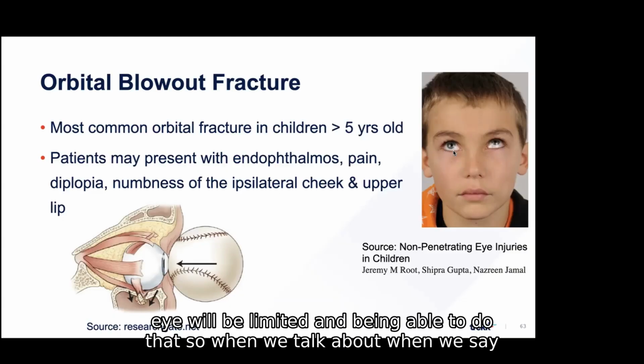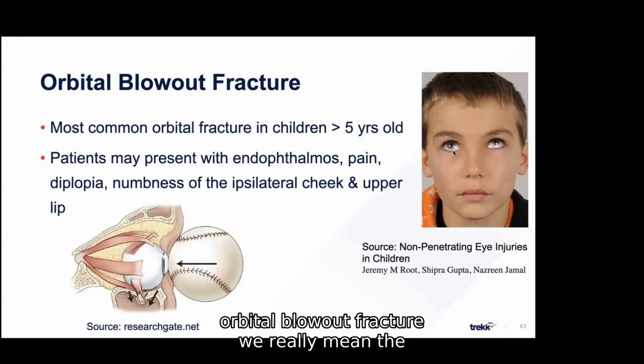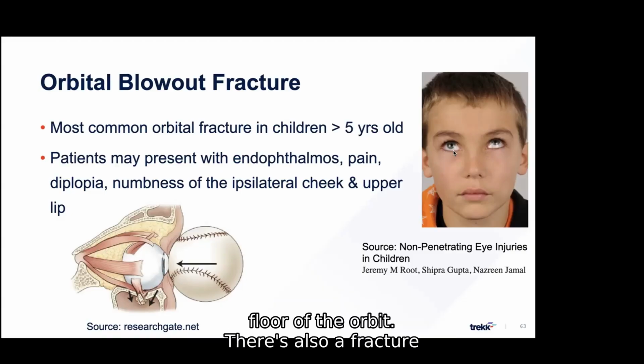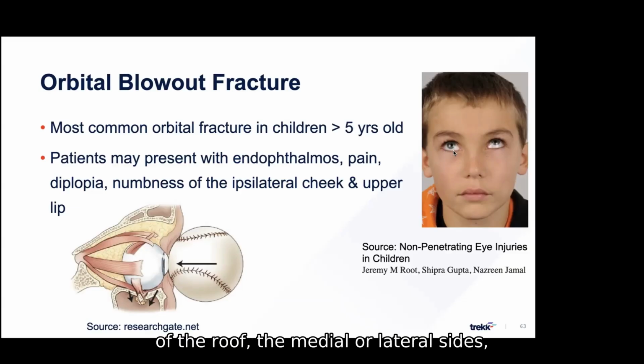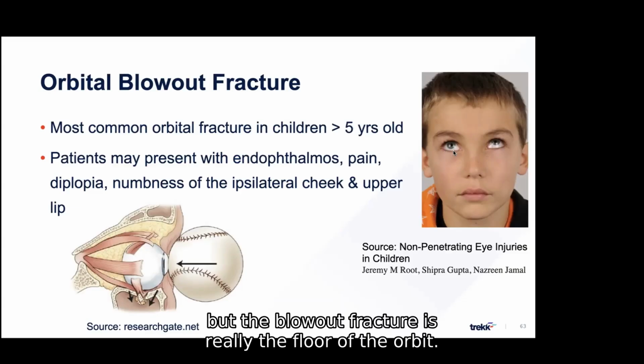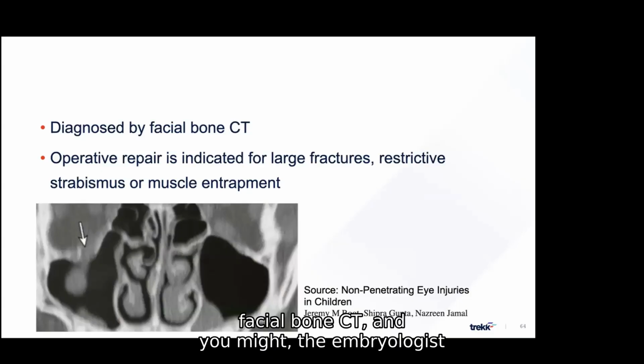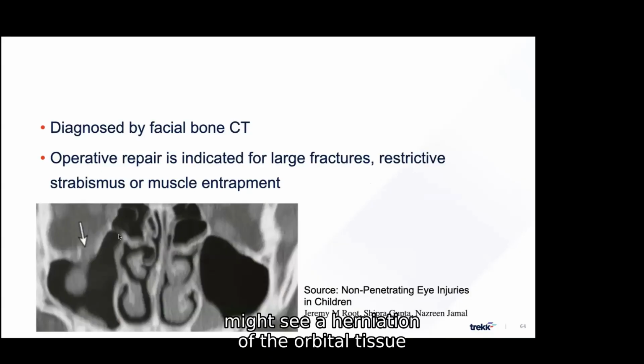When we say orbital blowout fracture, we really mean fracture of the floor of the orbit. There's also a fracture of the roof, the medial or lateral sides, but the blowout fracture is really the floor of the orbit. The fractures are diagnosed by a facial bone CT, and the radiologist might see herniation of the orbital tissue into the maxillary sinus, as seen here.